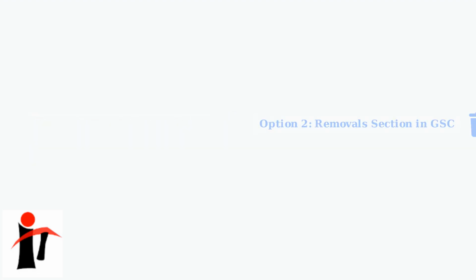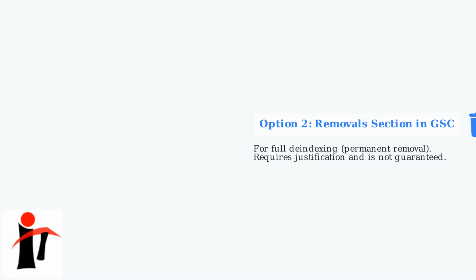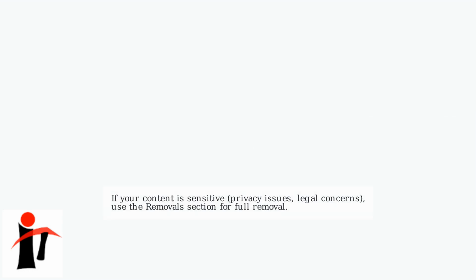For permanent removal, request full de-indexing through the Removals section in Google Search Console. This requires you to provide justification, and approval is not guaranteed. If your content is sensitive, such as containing private information or legal issues, the Removals section is the appropriate route for requesting complete removal from search results.